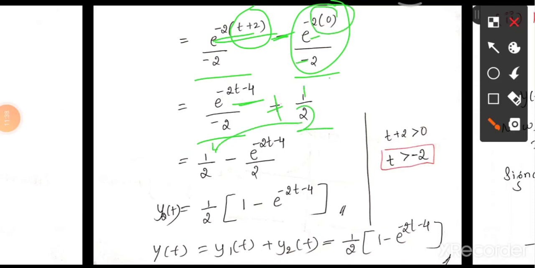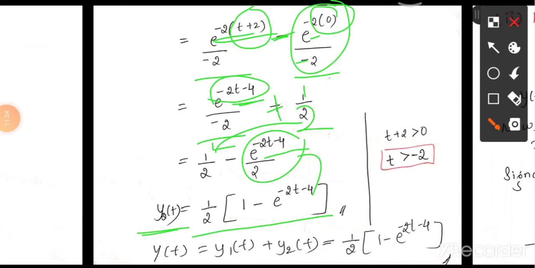Then rewrite it properly: 1 by 2, minus of e raised to minus 2t minus 4. 1 by 2 you can take outside, then it will be 1 minus e raised to minus 2t minus 4. This is your y2 of t. Then y of t is what? y of t is y1 of t plus y2 of t. y1 of t is 0, y2 of t is this much. There is no need of adding all these things.